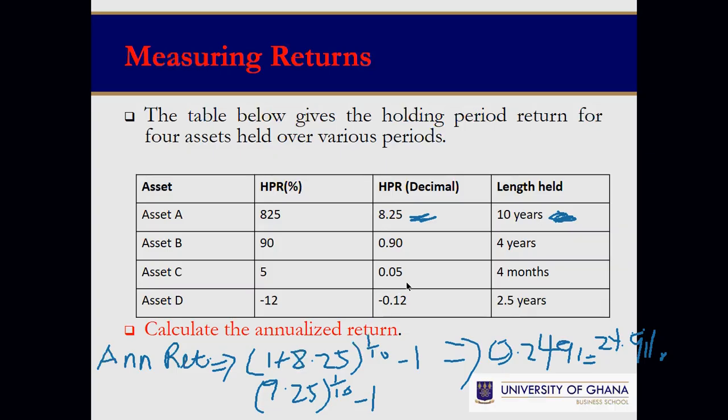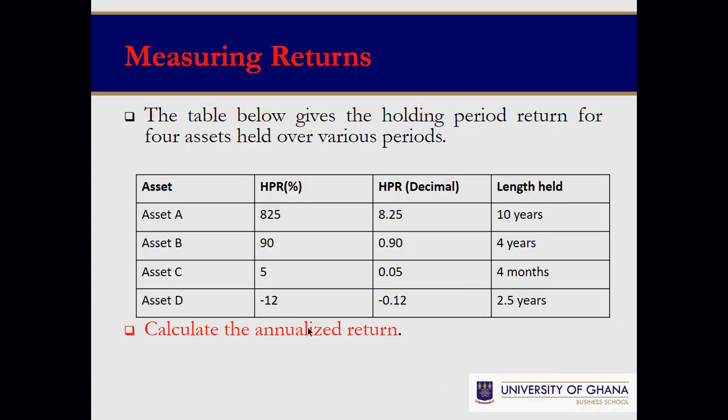So if we want to also solve for the second one, I'm just doing it straight away. 1 plus 0.90 will be 1.9. 1.9 raised to the power 1 over n, here is 4 now, minus 1. So 1.9 raised to the power 1 over 4 minus 1, and we are getting 17.40%. It was 0.174, but I've converted it straight to percentage.